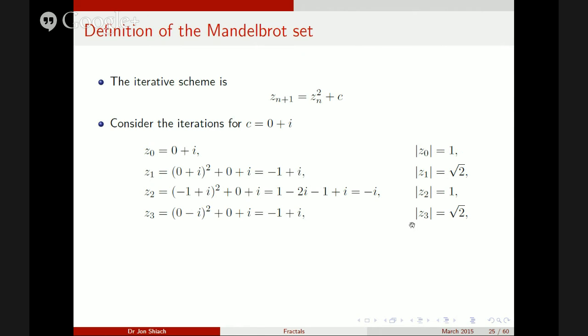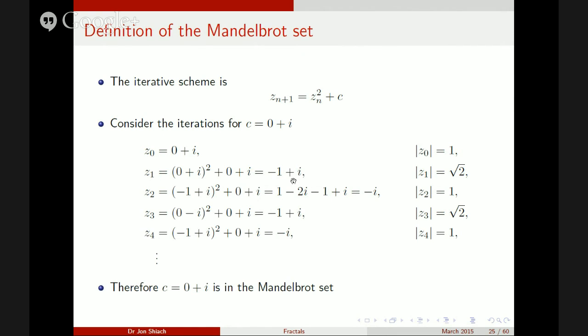Okay. Now the third number in the sequence, minus i squared, is minus 1, plus i gives me minus 1 plus i. Now that's the same as Z1. And what you'll notice is as you go on, we keep cycling between minus 1 plus i and minus i, minus 1 plus i, etc. So I can go on forever. That will never escape. So the modulus is always less than 2. So therefore I can say that that is in the Mandelbrot set.